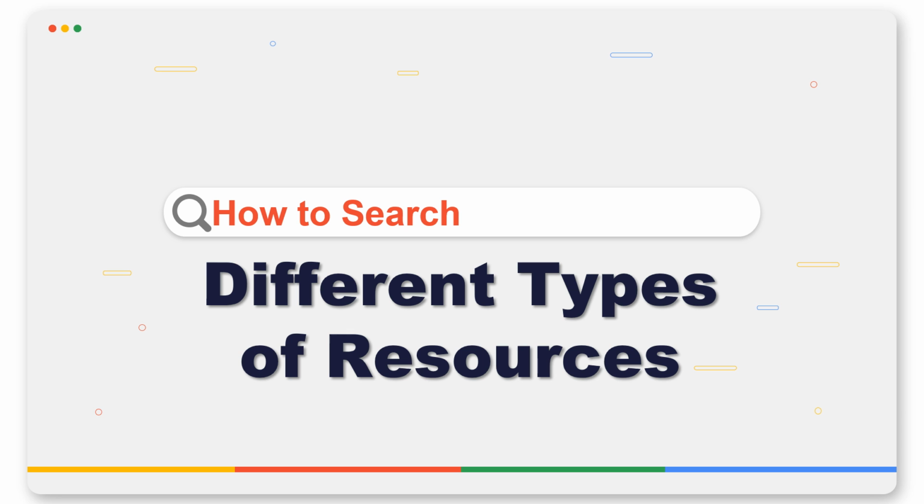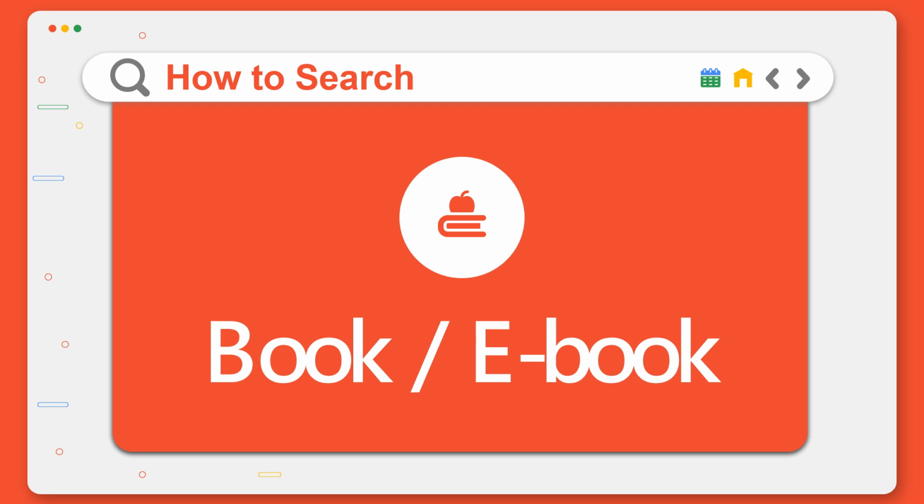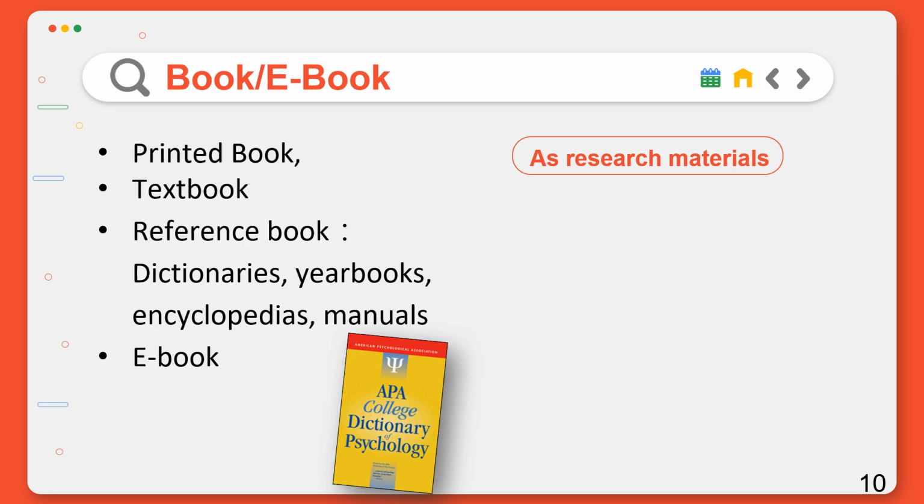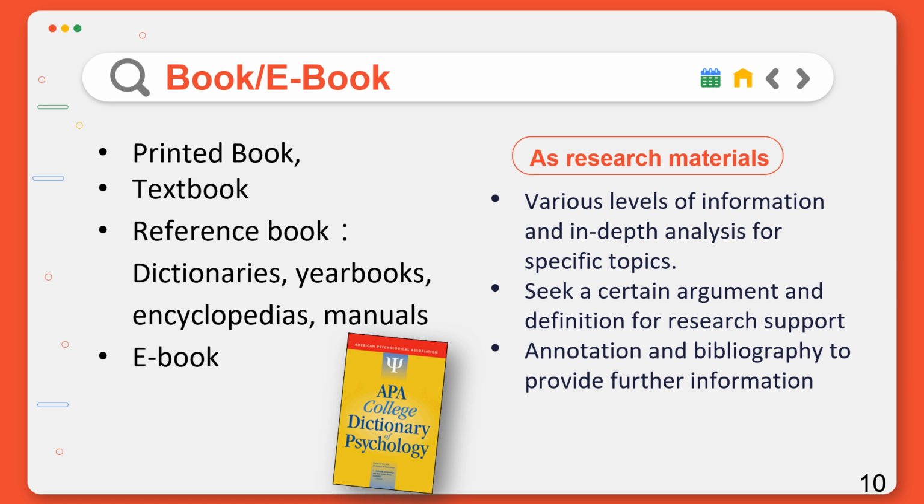Next, I will introduce how to find different types of library resources. There are several points I would like to make. Let's begin by learning how to search for books and e-books. There are many types of books such as print books, textbooks, reference books, and e-books. Books have various levels of information and in-depth analysis of specific topics.